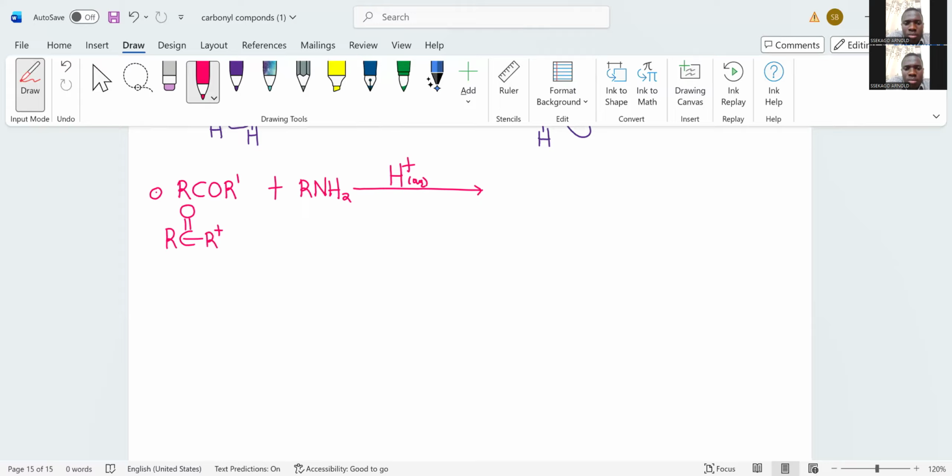The carbon to oxygen double bond is polar because oxygen is more electronegative than carbon. So oxygen takes electrons. Once it takes electrons, it acquires a partial negative charge. Carbon has a partial positive charge, meaning that it is electron deficient.